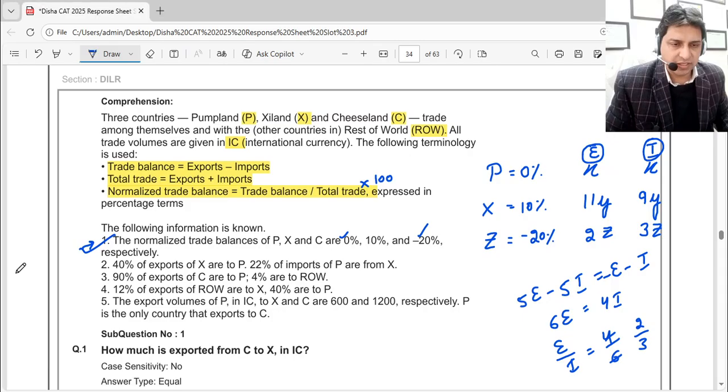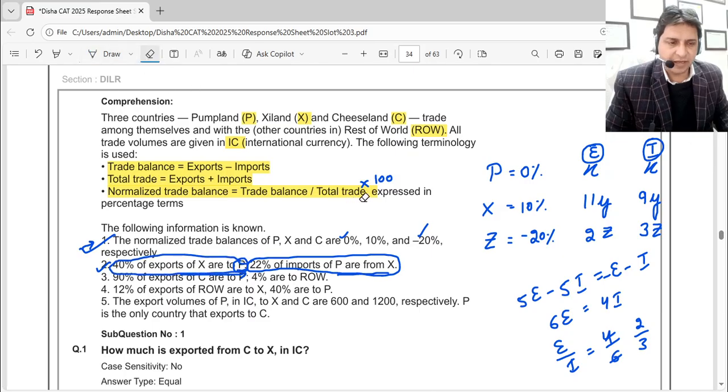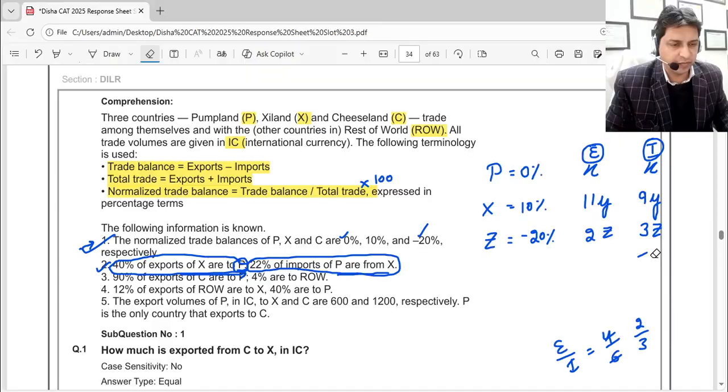Now let's go to the second point. The second point says 40% of exports of X are to P and 22% of imports of P are from X. Now we have to understand that exports of X to P are actually imports for P from X. So this value and the first part of the second point should be equal. We already have that in terms of x and y. Let's try to solve this, and see if we can get a relation and eliminate one of the variables.